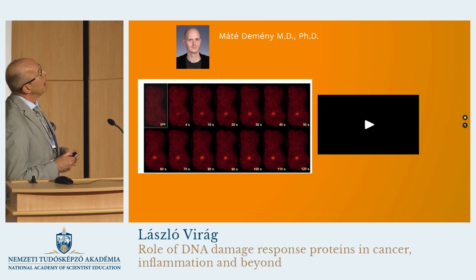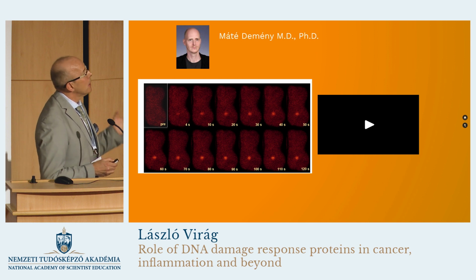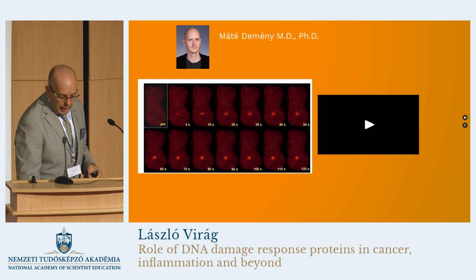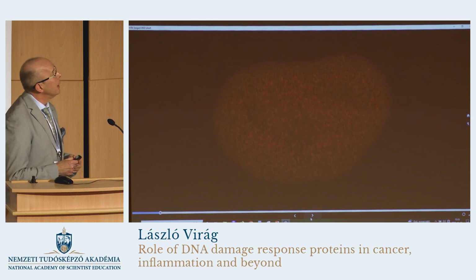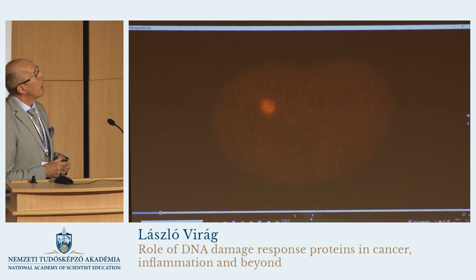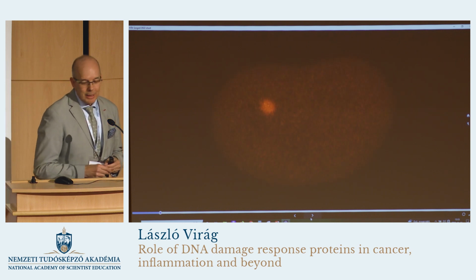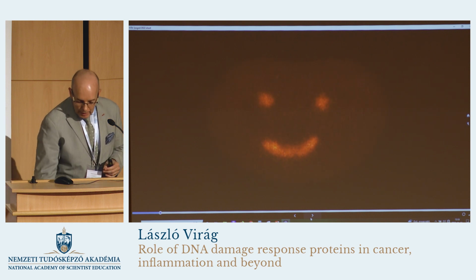So when we apply damage to the nucleus, you can see that as early as 4 seconds after the damage was done, the PARP already appears in the spot, and then it just keeps accumulating in the site. And when Mate is in a playful mood, he creates this damage in 2 spots and a curved line, so he can make a smiley on a cell nucleus. So this is just a single nucleus that we see here.